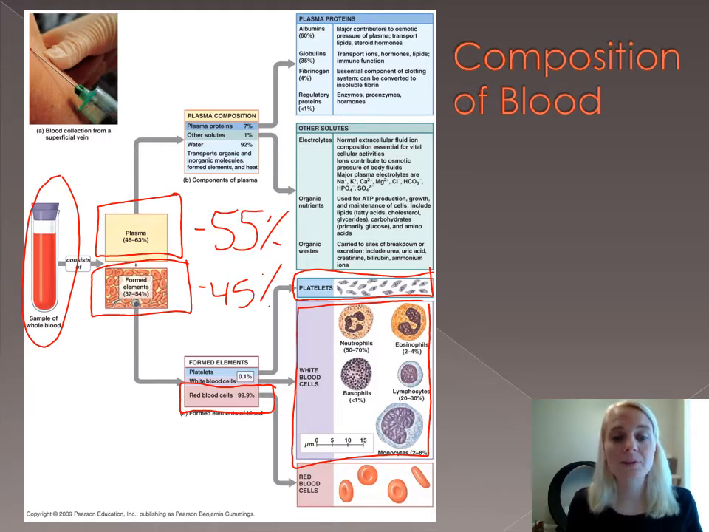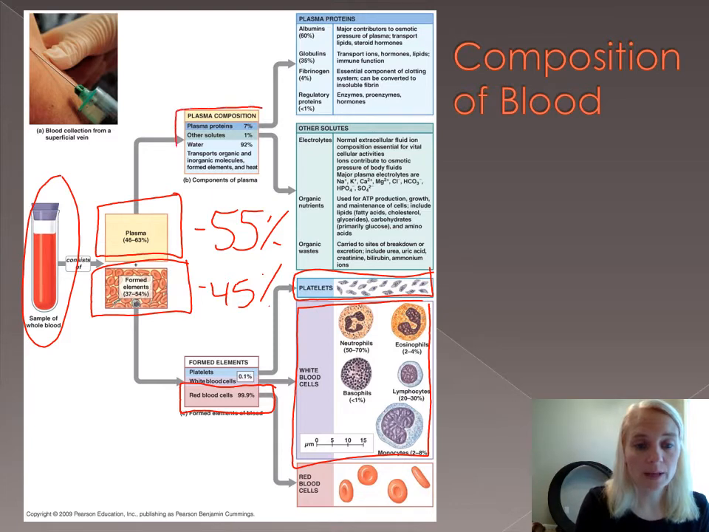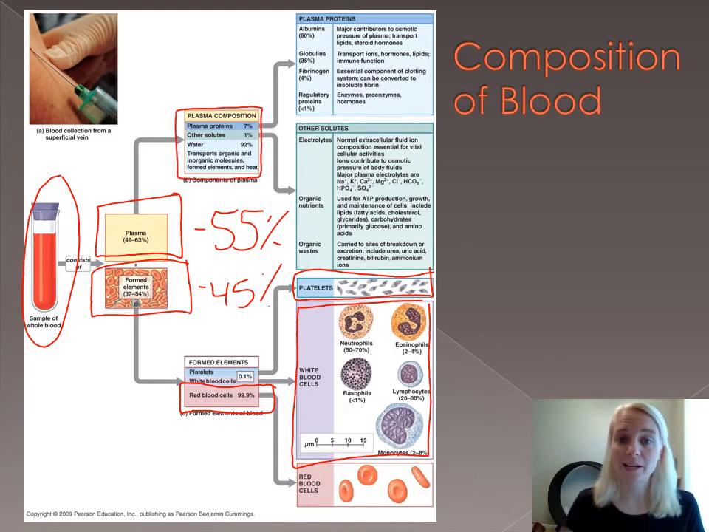So what else is in the plasma? So we have in this little box here, the plasma is broken down into plasma proteins, other solutes, and water. So of that 55%, most of that is water. 92% of your plasma is made up of water. About 7% are plasma proteins and 1% are other solutes.